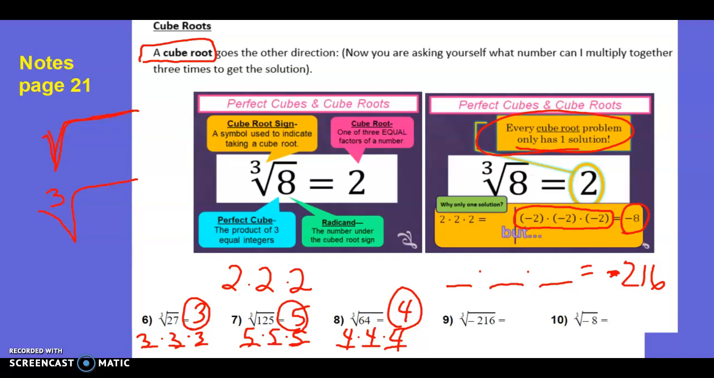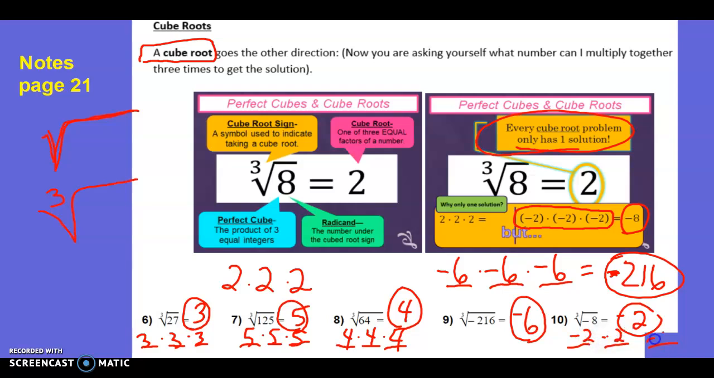All right, if you're ready to go, let's see what you got. You should have gotten negative 6, because negative 6 times negative 6 times negative 6 is a negative 216. Finally, the last example. Which number times itself again would give you a negative 8? If you are saying negative 2, then you are right. So the cube root of negative 8 is negative 2, because negative 2 times negative 2 times negative 2 is negative 8.